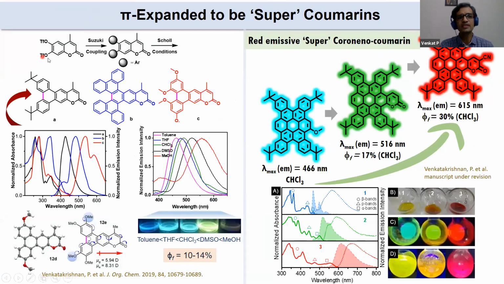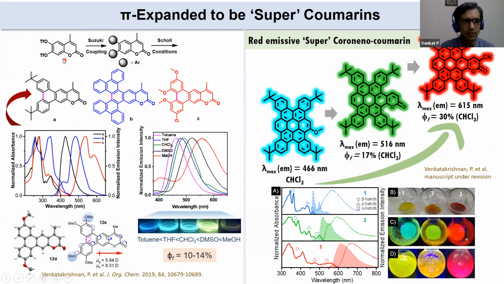And elaborating the same concept further onto coumarins. Coumarins are popular bio-friendly skeletons. They often have restricted conjugation, and thereby they limit their emission into the blue region. But if you expand the coumarin, then you will be able to push the emission and the absorption into the visible region.